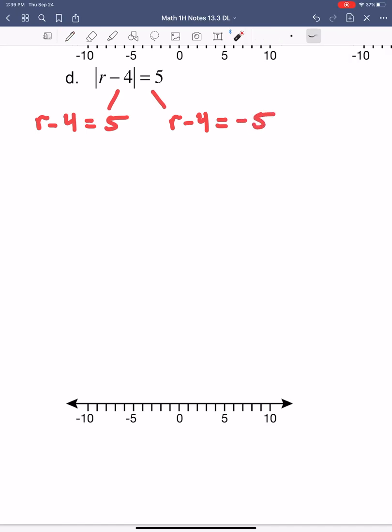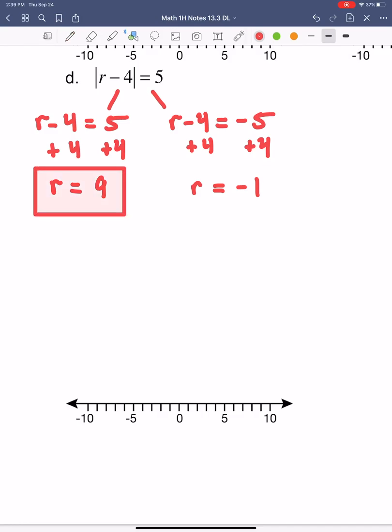So again, the positive version, the negative version, and then for these we have to do a little bit of solving. So I'm going to add 4, and I get R equals 9, and over here I can add 4, and I get R equals -1, and I got my two solutions there, R equals 9, or R equals -1, and then I can put them on the graph here, -1 and 9.